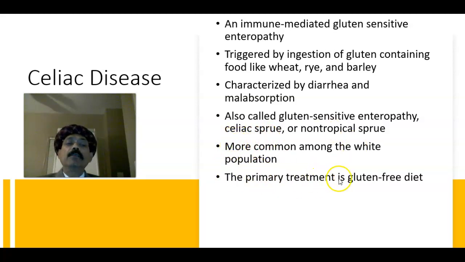The primary treatment is a gluten-free diet. So if the person doesn't take gluten in the diet, then he will not suffer from celiac disease. There is also some genetic background for celiac disease. It may run in some families.